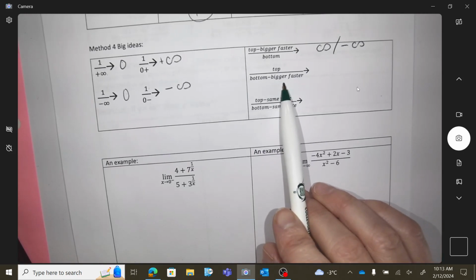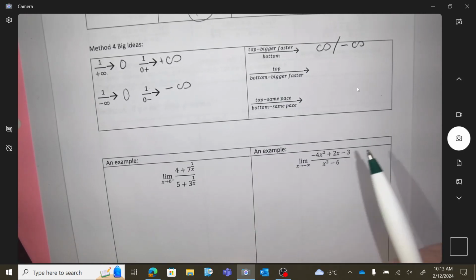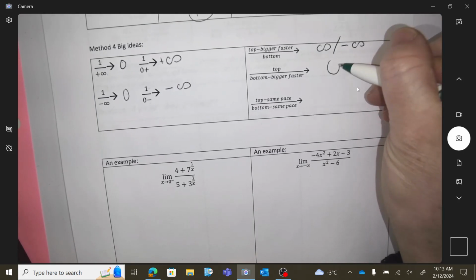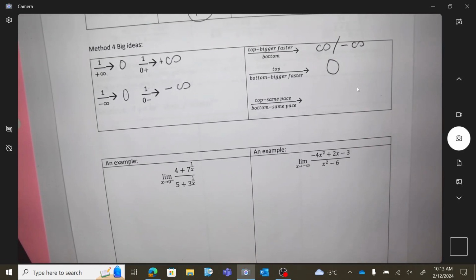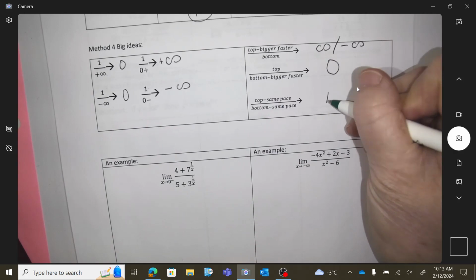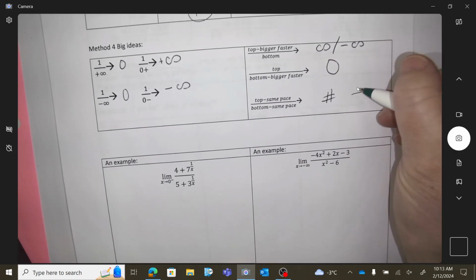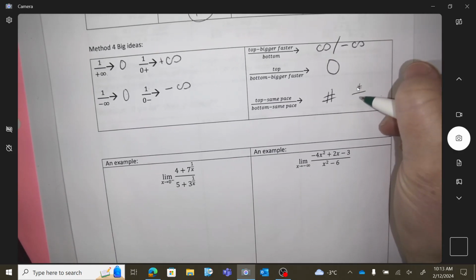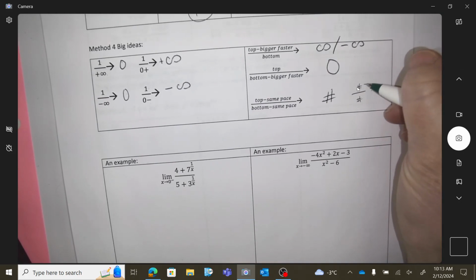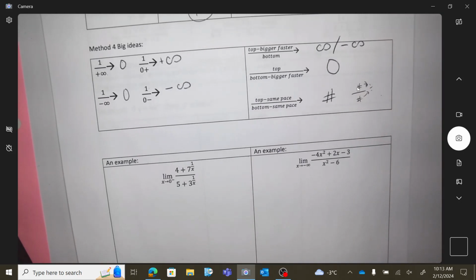What if the bottom gets bigger? 0. What if there's same pace going on? There'll be, yeah, divide the coefficients. You would get to some number.